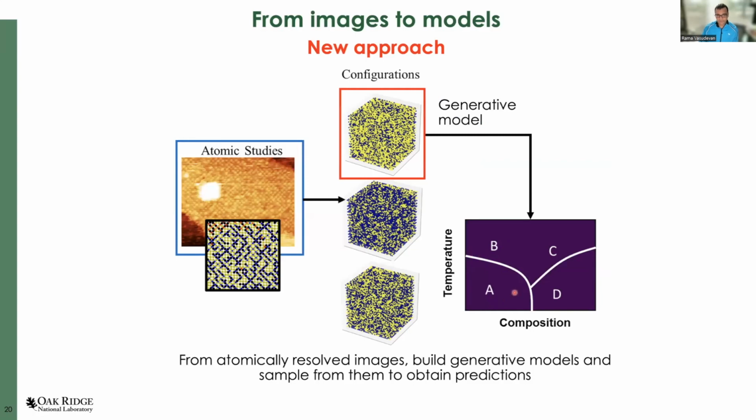Now, this looks fanciful, right? How can you, from a single image, go ahead and predict a phase diagram? But the physics actually says that, if you have enough statistics of these images, it's doable, and I'll show you exactly why that's the case. But basically, the point is that we can go from atomically resolved images, build generative models, and then sample from these to obtain predictions of our material system as a function of different thermodynamic variables, for example temperature, composition, pressure, and so forth.